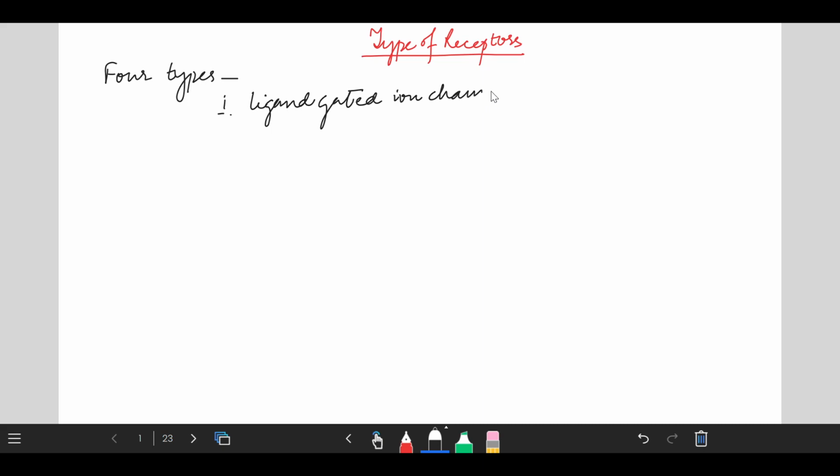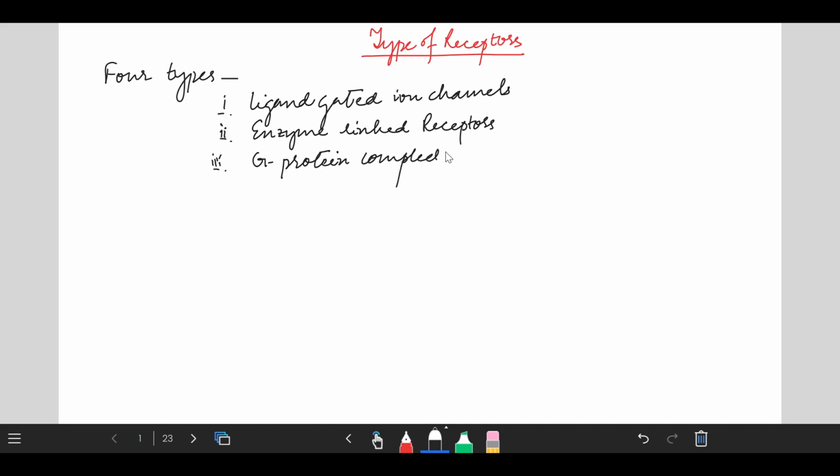So the first one is ligand gated ion channel, the second one is your enzyme linked receptor, the third one is G protein coupled receptor or G protein linked receptor, and the fourth one is your nuclear receptors.